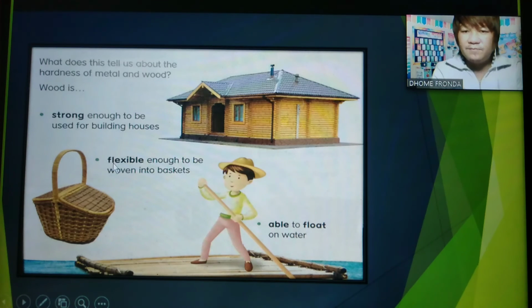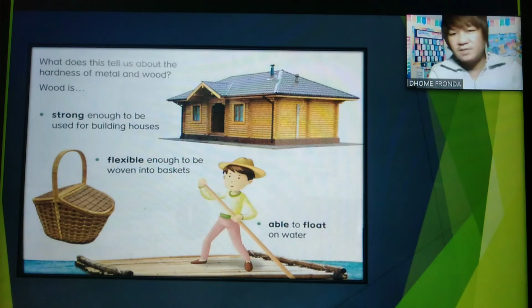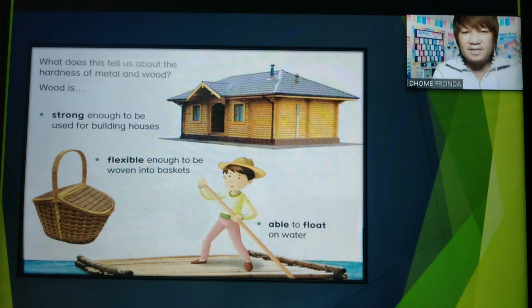Wood is flexible enough to be woven into baskets and able to float on water. So you can see that some things are flexible, some can float, and some will sink. We have the metals, we have the wood. You can see all the materials.